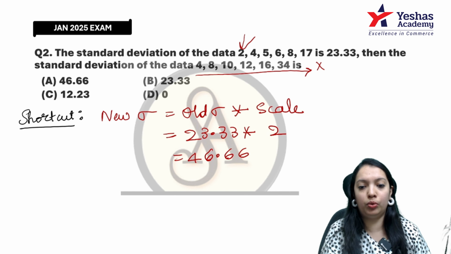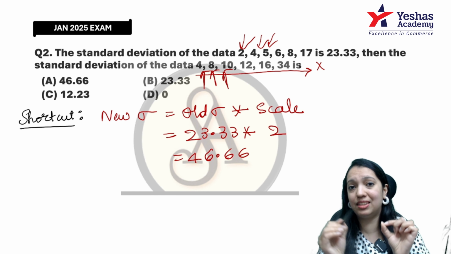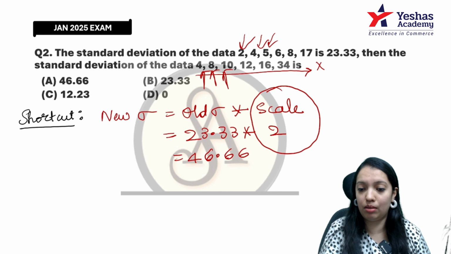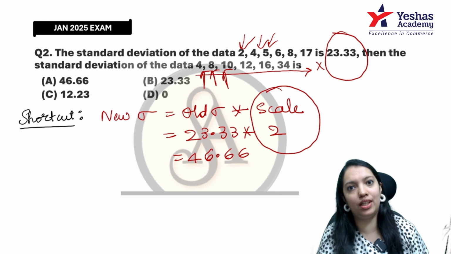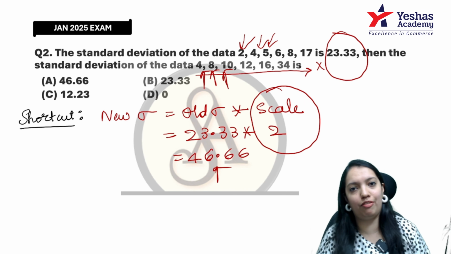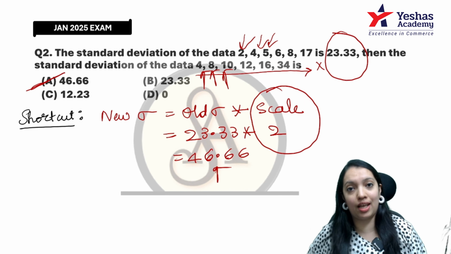You can see that 2 into 2 are 4 into 2 are 8. 5 into 2 are 10. So every number is multiplied by 2. So there is change of scale by 2 and your old standard deviation 23.33 will become new standard deviation 46.66. Option A is correct.